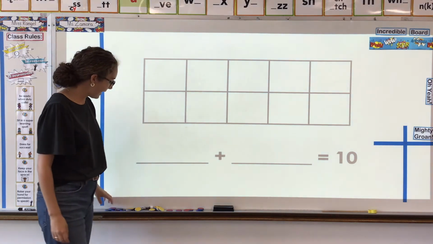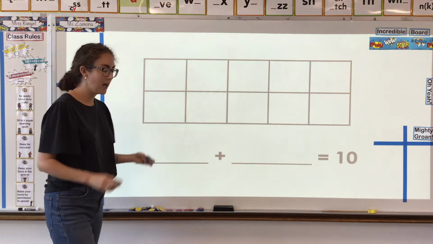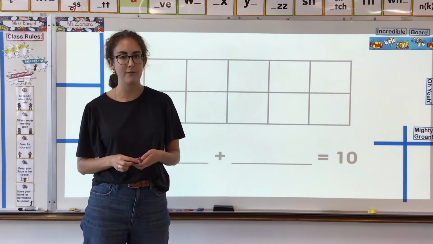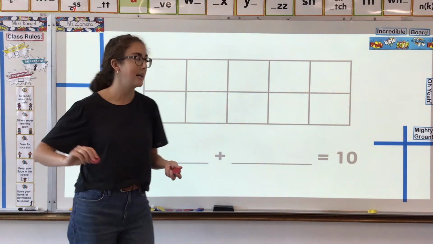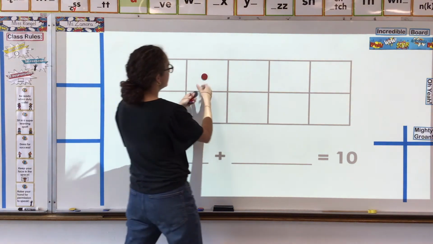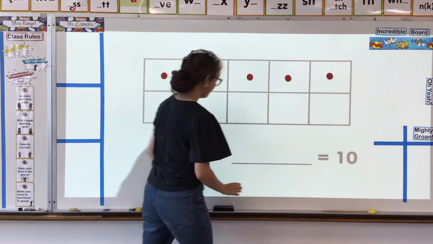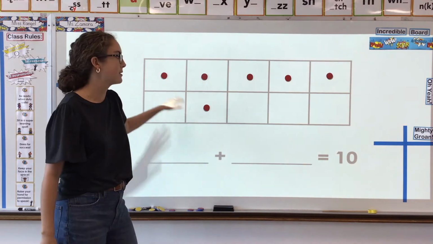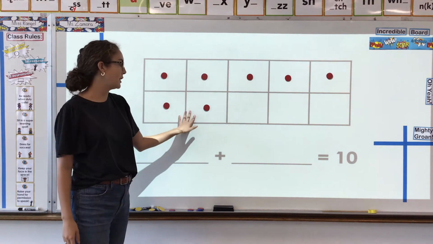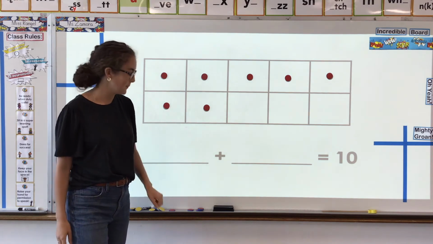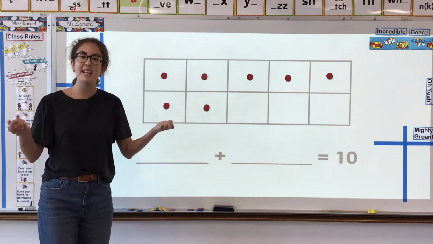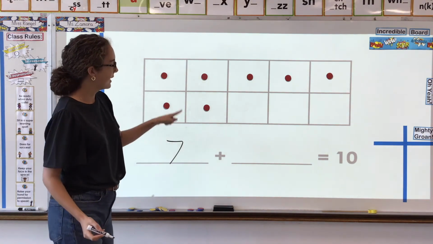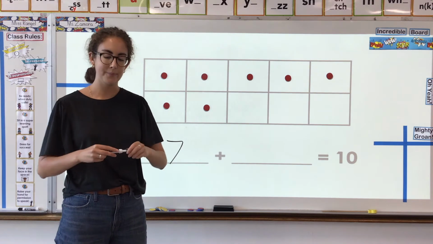So now I'm going to ask you to take that first color, mine's red, and we are going to put 7 counters on our 10 frame. 7 counters all in one color. Okay, 1, 2, 3, 4, 5, 6, 7. Got 7 counters. 5 all on top and 2 following. 7. So 7 is the first number in our addition sentence. 7, because that's how many dots we see.